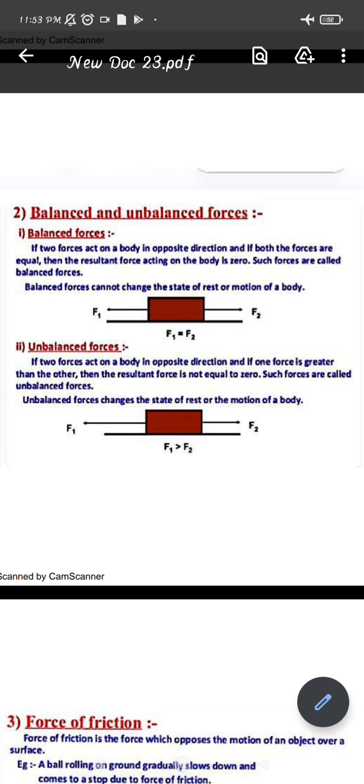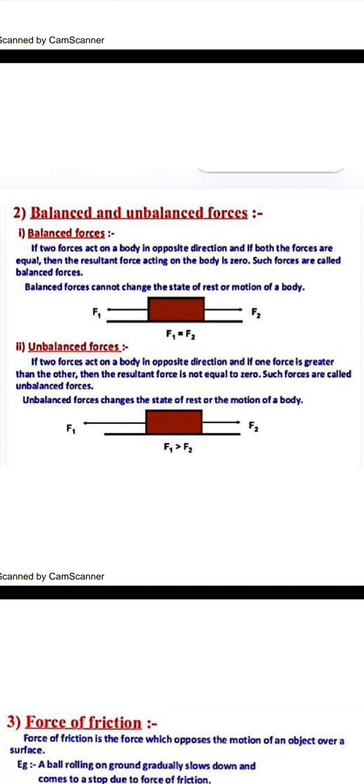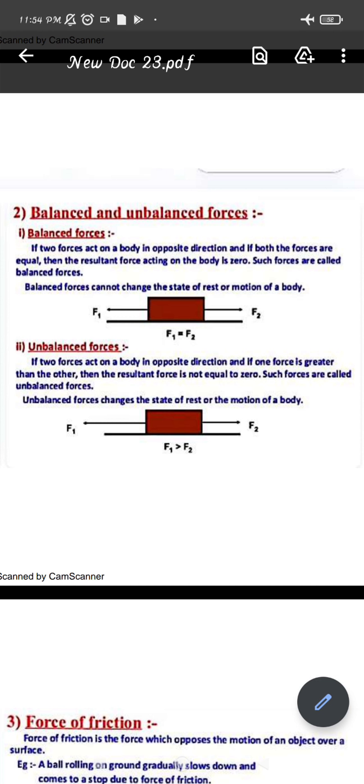Let us see an example from our daily life. Consider that you are pulling an object towards you with a force of 5 Newton, and a friend of yours is also pulling that object towards him with a force of 5 Newton. So both of you are pulling that object with equal force. So both of the forces are balanced, right? Balanced forces are acting on the object.